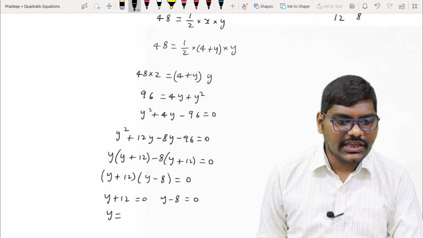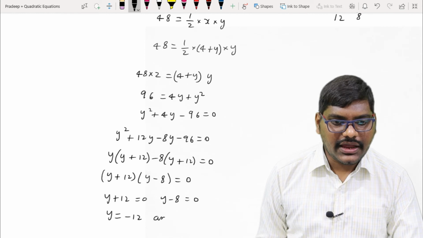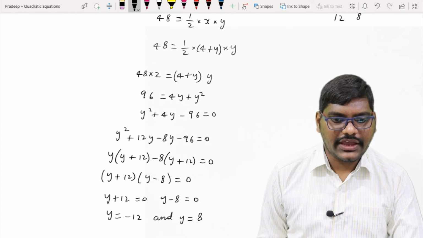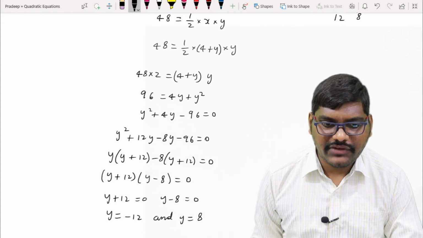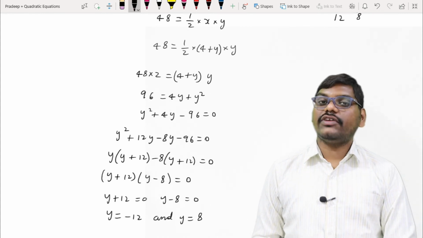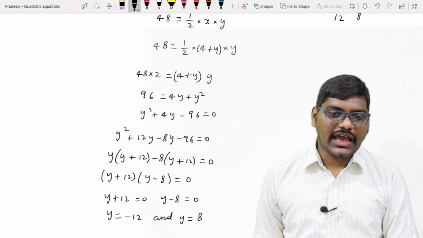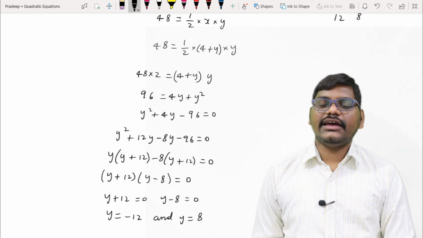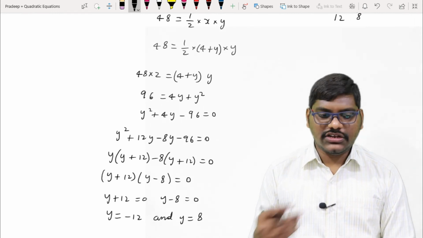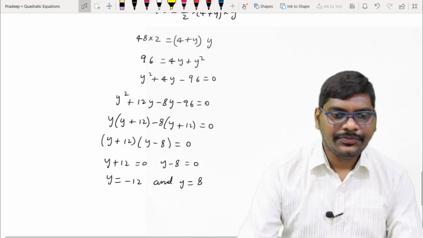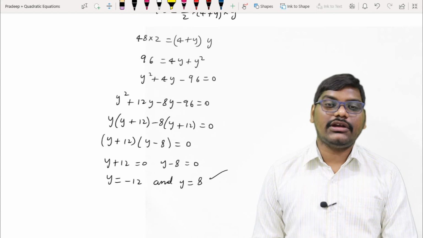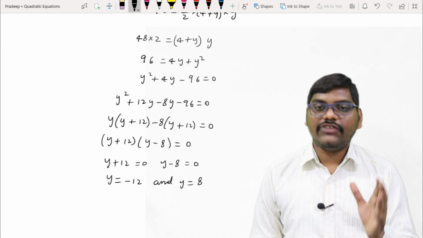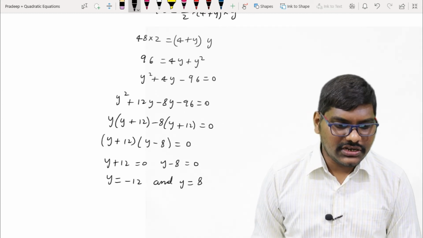Here I'll get y equal to minus 12 and y equal to 8. So these are the y values which we got, y as minus 12 and y equal to 8. Of course we can't take the negative value, so we have to go with y equal to 8 as the value of y. Okay, so let's try to solve further. y equal to 8 we already got, that is nothing but the altitude, where we have to get the base now. Alright, so let's do this further.